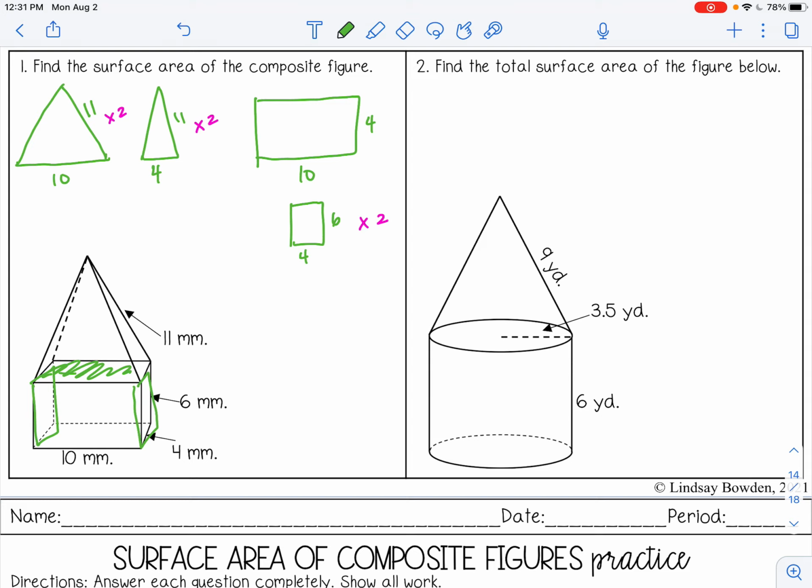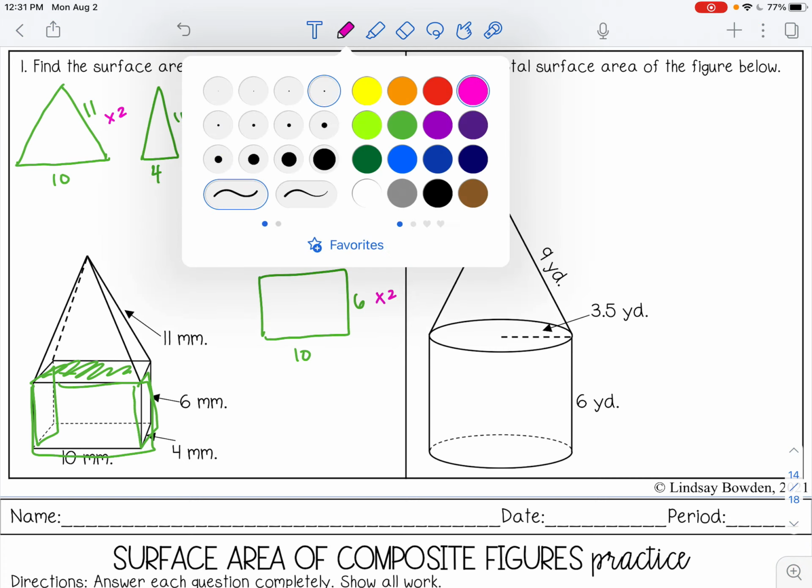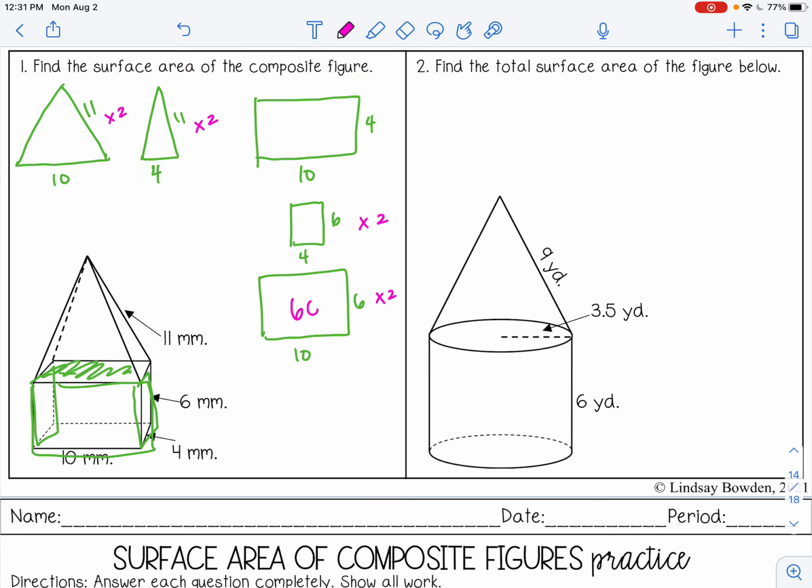All right. Then we have these here, this 10 by 6 times 2. So let's find the area of all these shapes and then we're going to add them all up. So of course, this is going to be 60, 10 times 6, this will be 24, this will be 40.